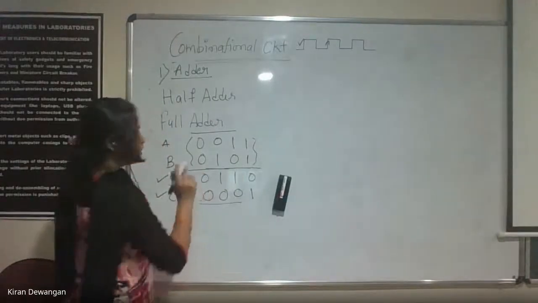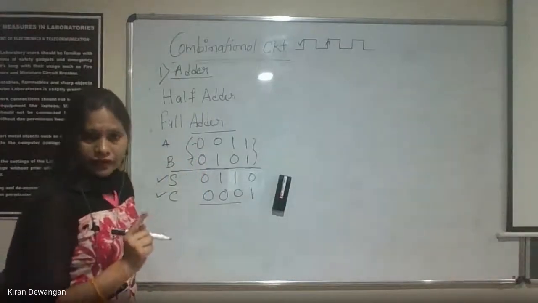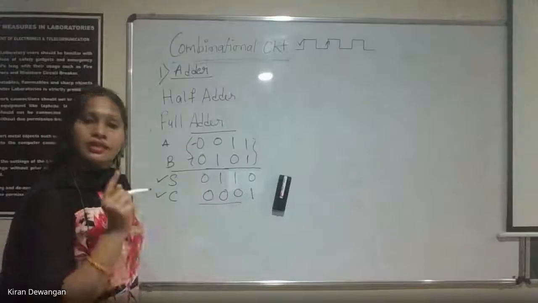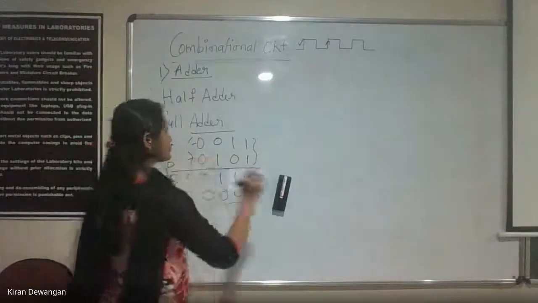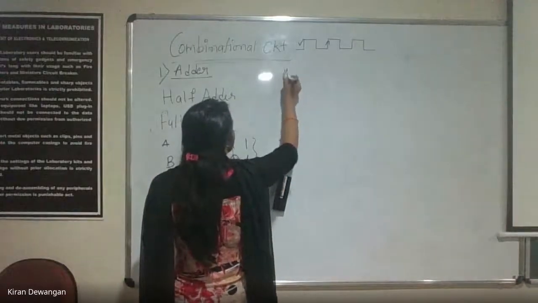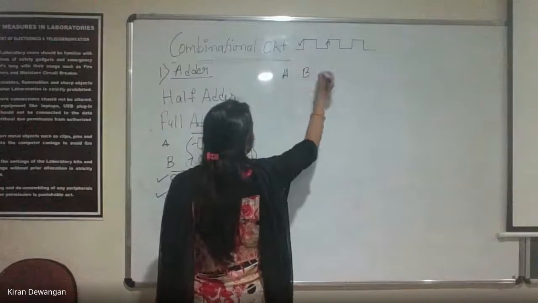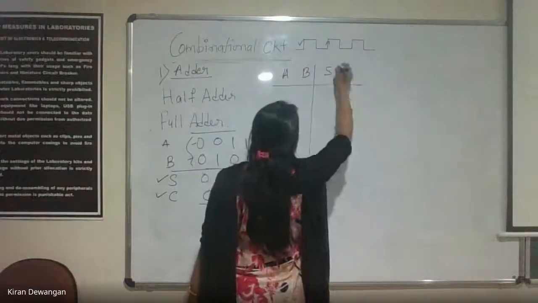In a half adder, we are adding only single bits. That is what makes it a half adder. Okay. Now here we have a half adder circuit. A, B, sum, carry. This is the truth table.